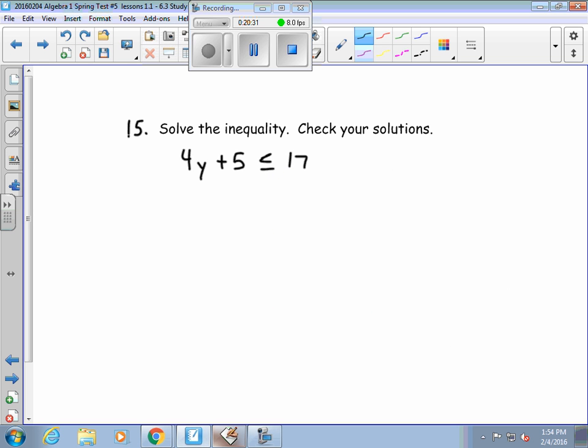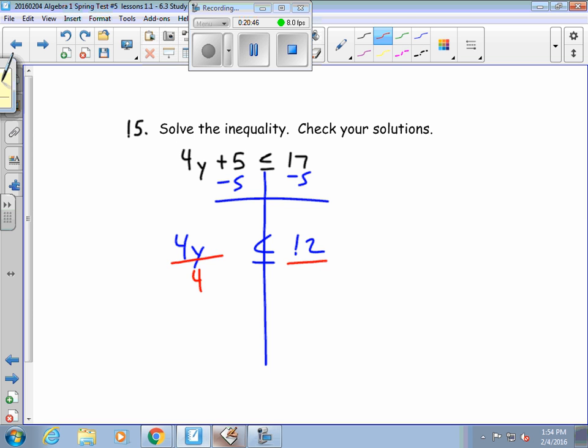15 says solve the inequality, check your solutions. Again, there's a y, treated just like x. Variables are variables. Subtract 5 on both sides. 4y is less than or equal to 17 minus 5, which is 12. Get rid of 4 times something by dividing by 4. y is less than or equal to 3.